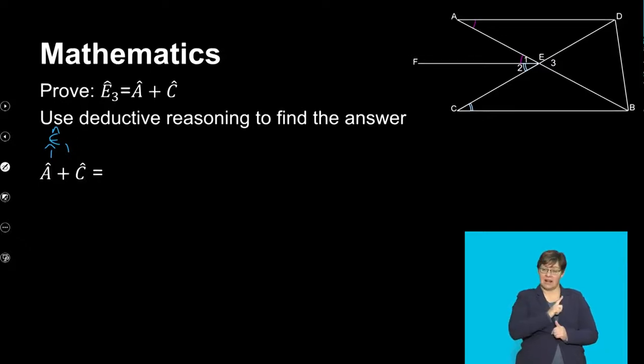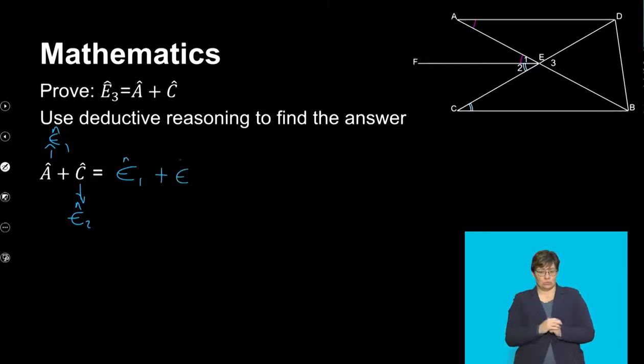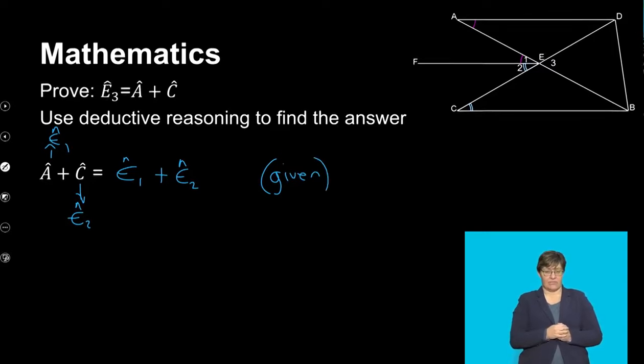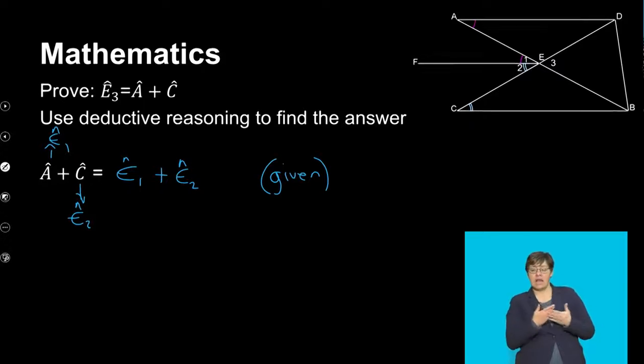I was told that angle C is equal to angle E2, right? So as a result, this is the same as having angle E1 plus angle E2. The reason for this is that I am given this statement, based on the first thing that I said. So you can even start by first claiming that A is equal to E1 and then C is equal to E2, and your reason for that will be given. So this is what I really mean.